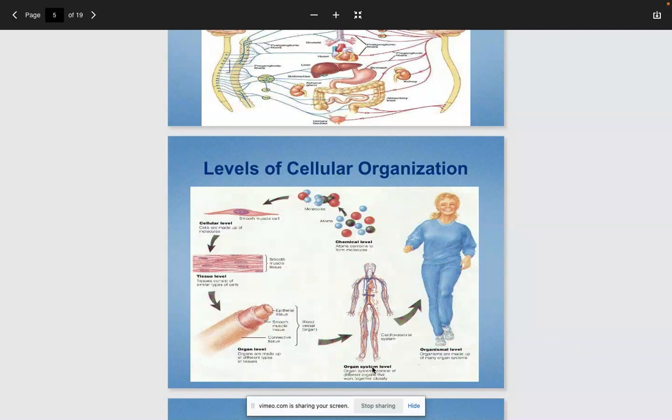And as you can see, things considerably get more complex the further we go up from the cell to the tissue, from the tissue to the organ, from the organ to the organ system. I think at this point you guys are probably aware of the levels of organization, but again, it's just a good review point.